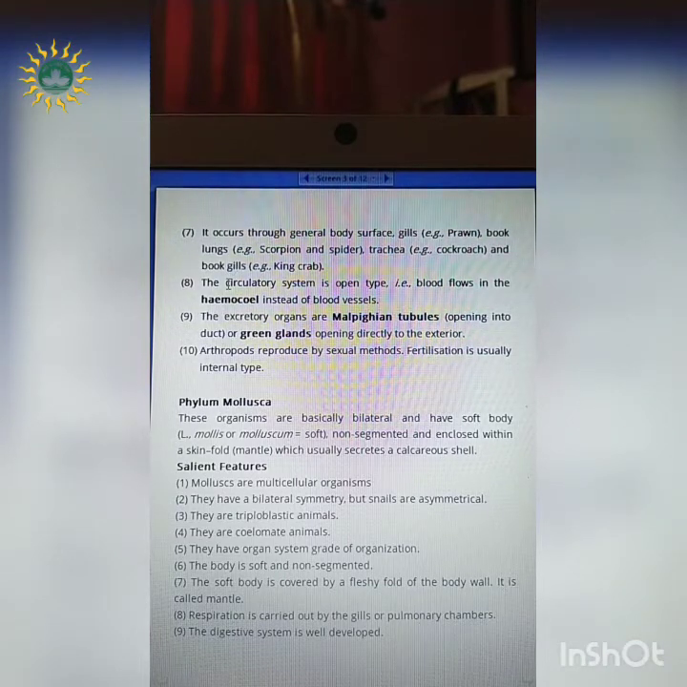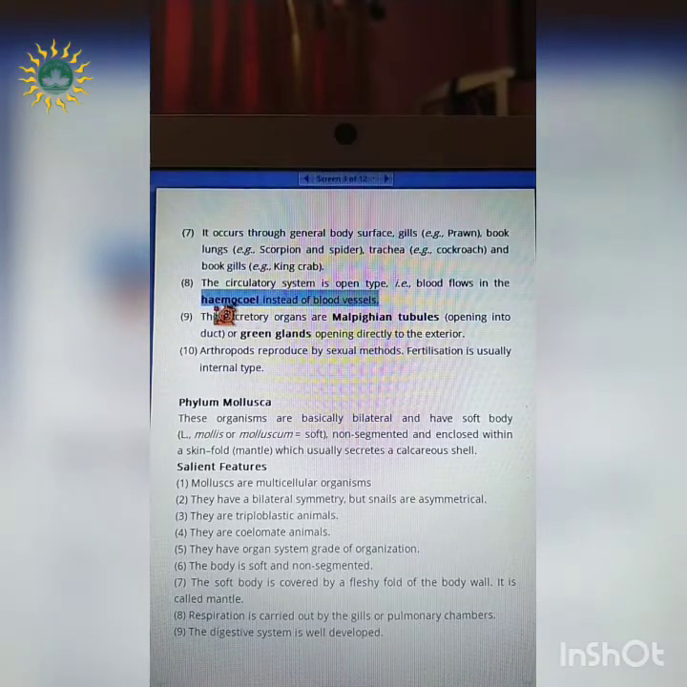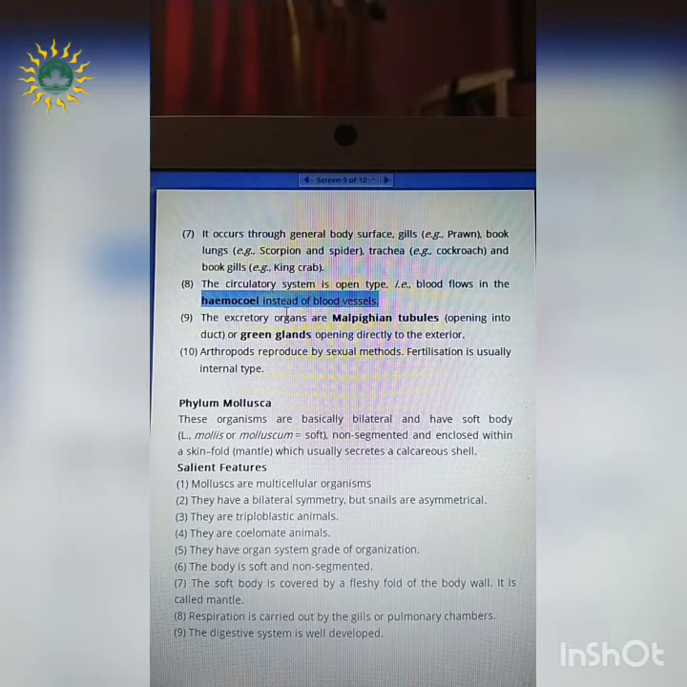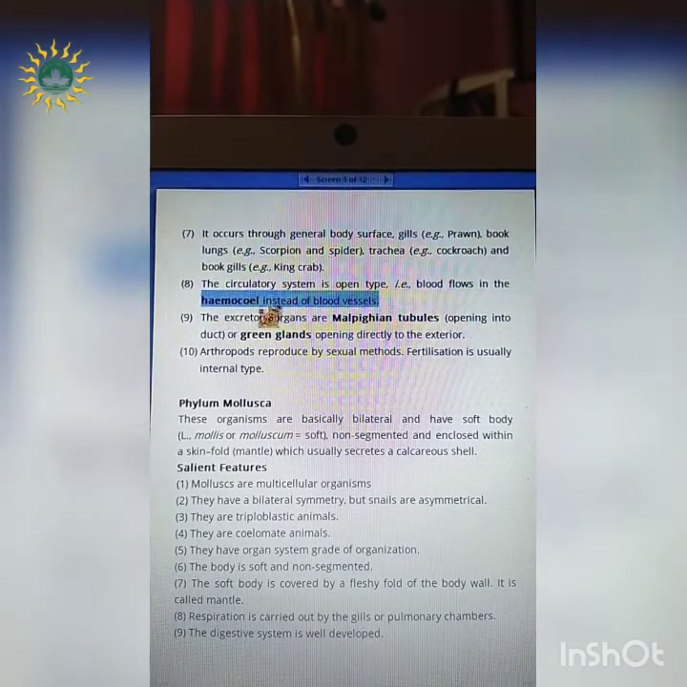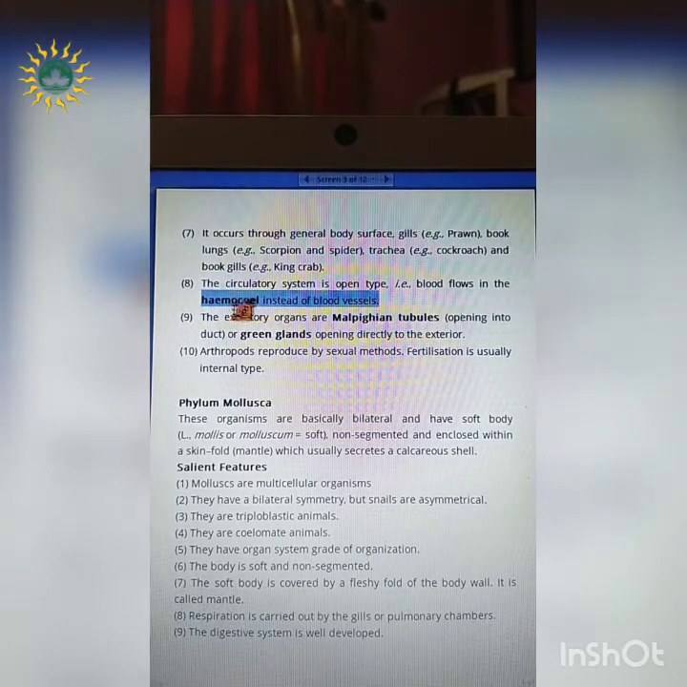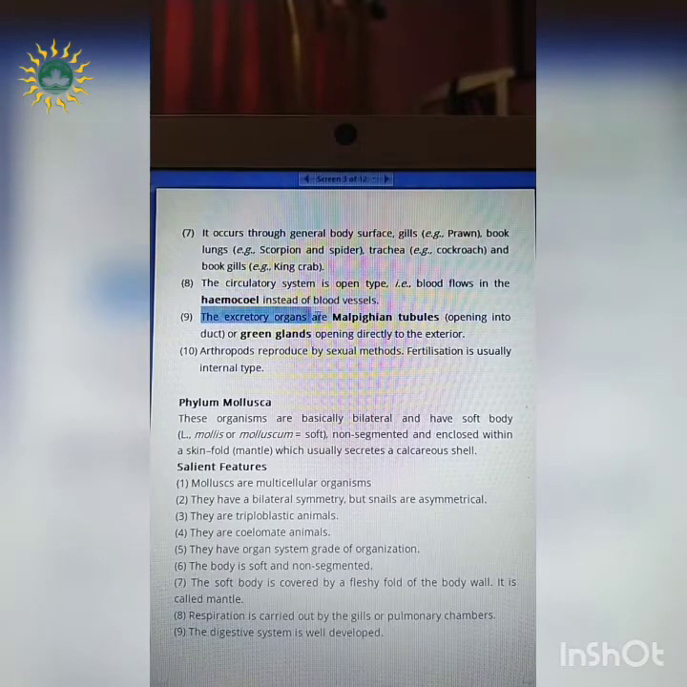Next, the circulatory system is open type, that is blood flows in the hemocoel instead of the blood vessels. Hemocoel refers to what? Hem means the iron containing pigment, right? And coel is the body cavity, or the cavity if you can consider. So the circulatory system is of open type, which is occurring through this particular cavity, which is referred to as hemocoel. The excretory organs are the Malpighian tubules.